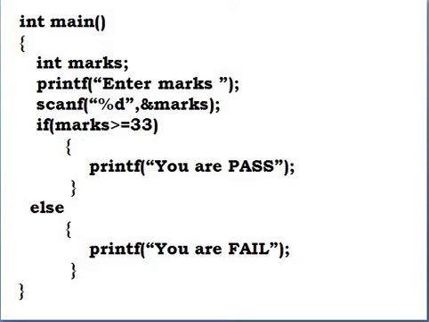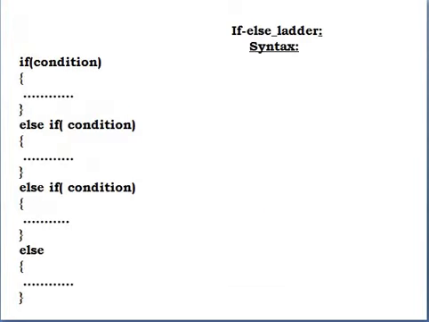Here again it is not necessary to rewrite the condition in the else block. Next is the if else ladder syntax. If any condition is true, then control will pass to the if block. Else, again there are sub conditions that we are going to check along with the else if block. And finally, if all conditions fail, then control will pass to the else block.